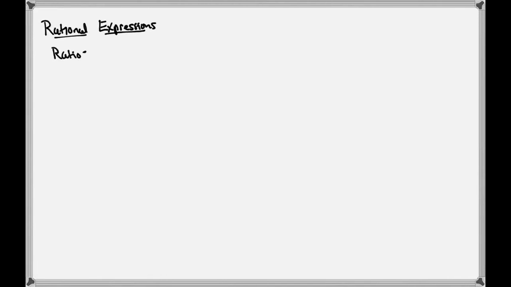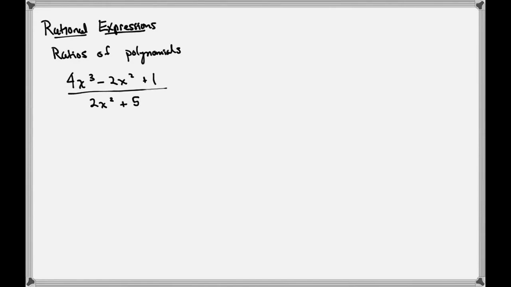A rational expression is nothing more than a ratio of polynomial expressions. So something like maybe 4x cubed minus 2x squared plus 1, and I'm dividing that by another polynomial, 2x squared plus 5. That's a rational expression.